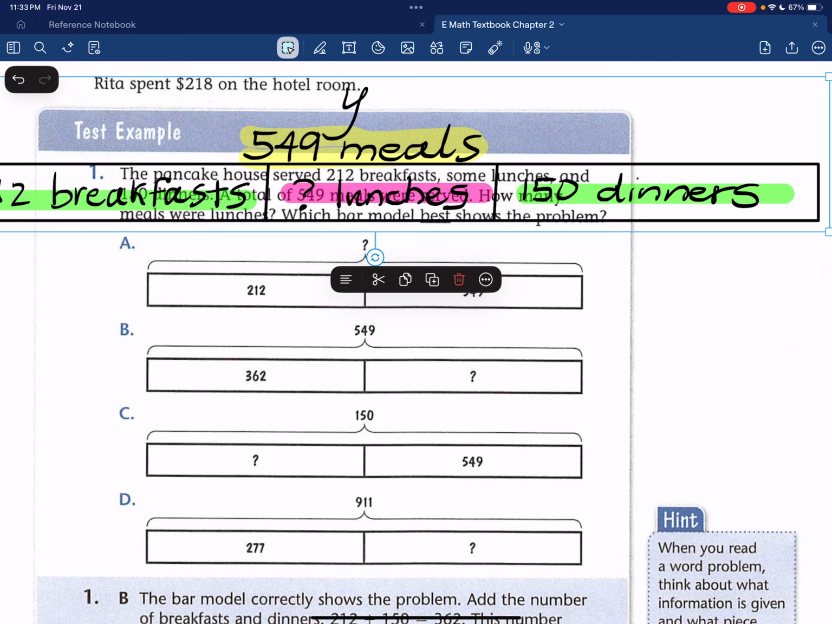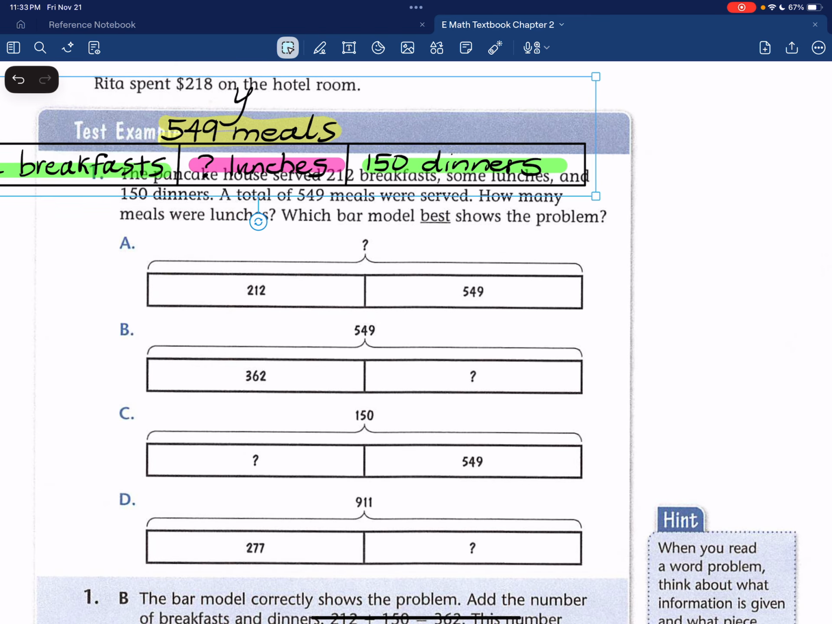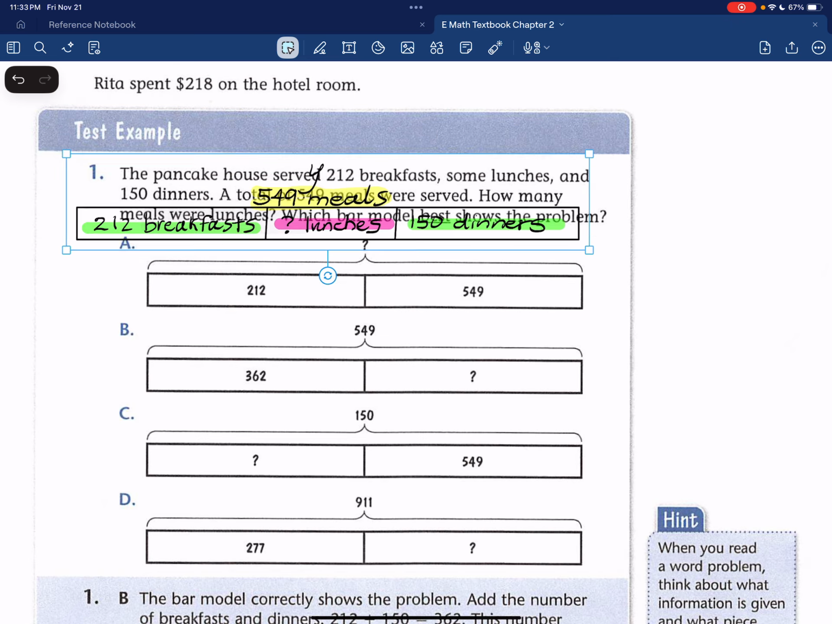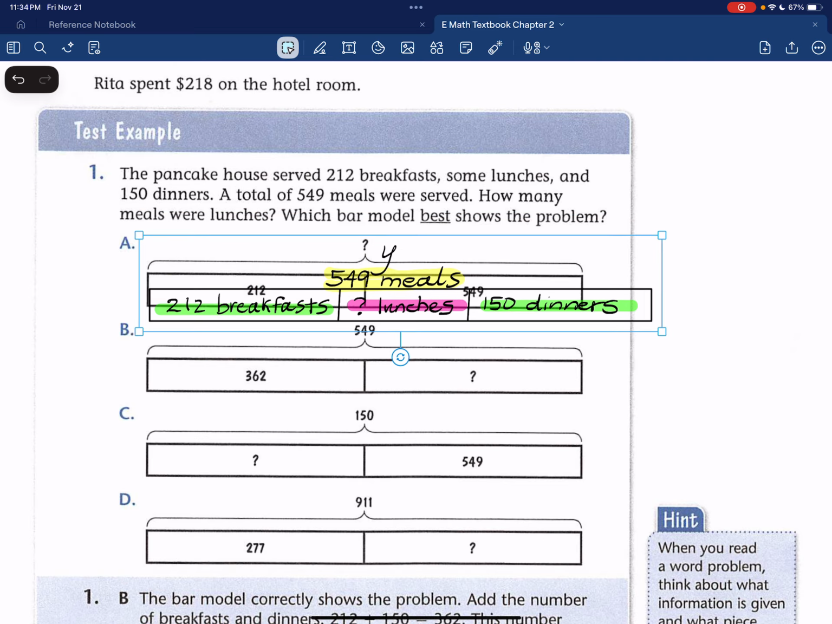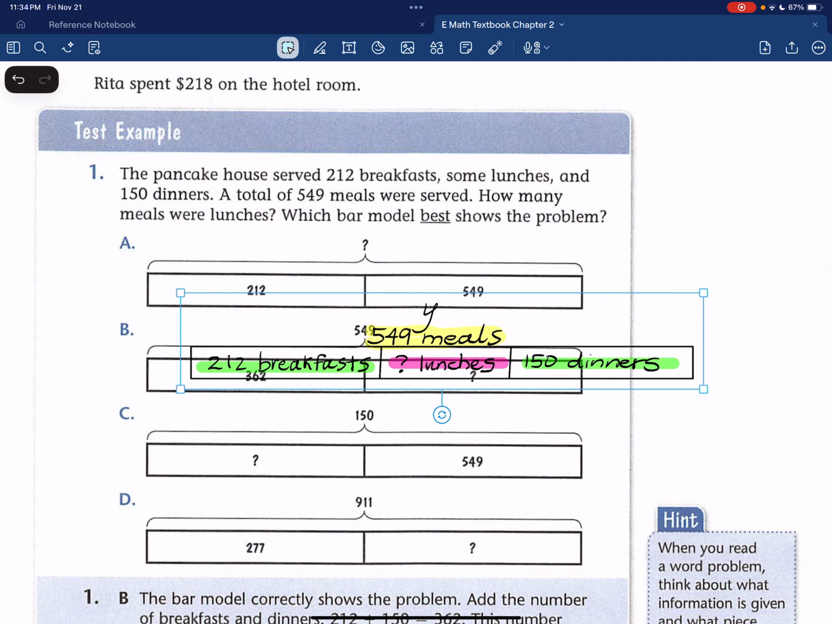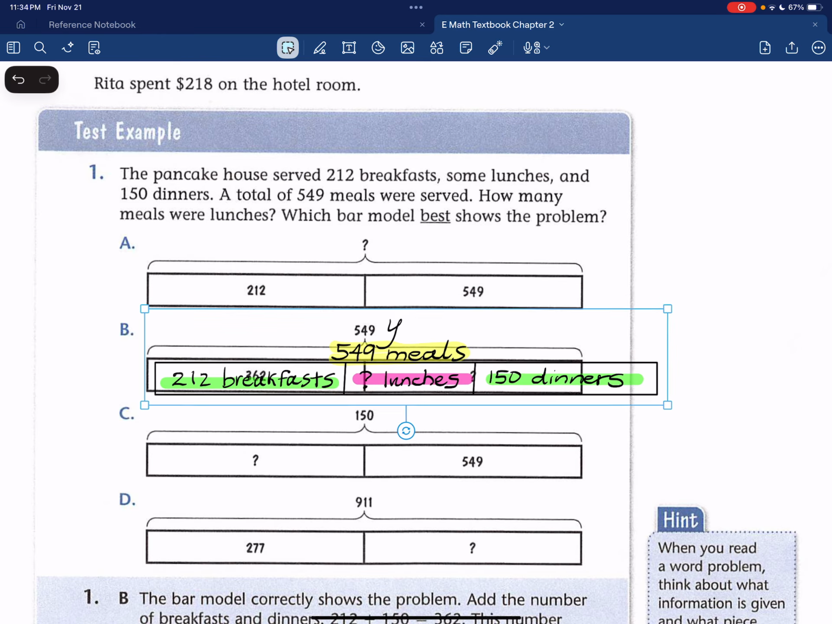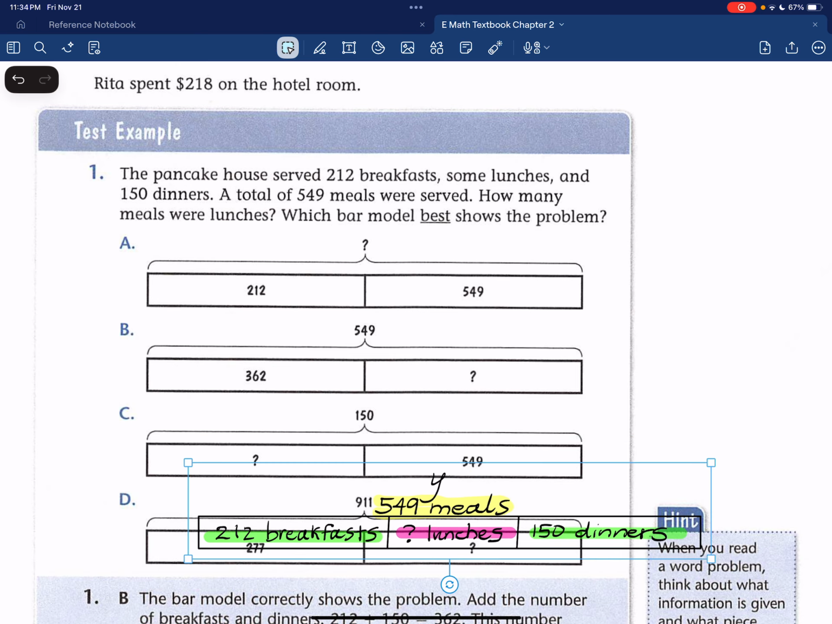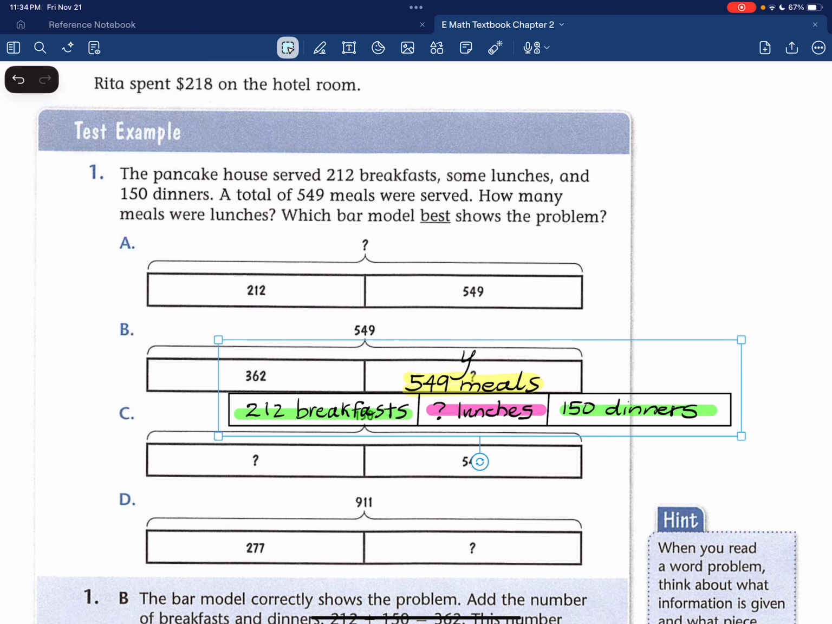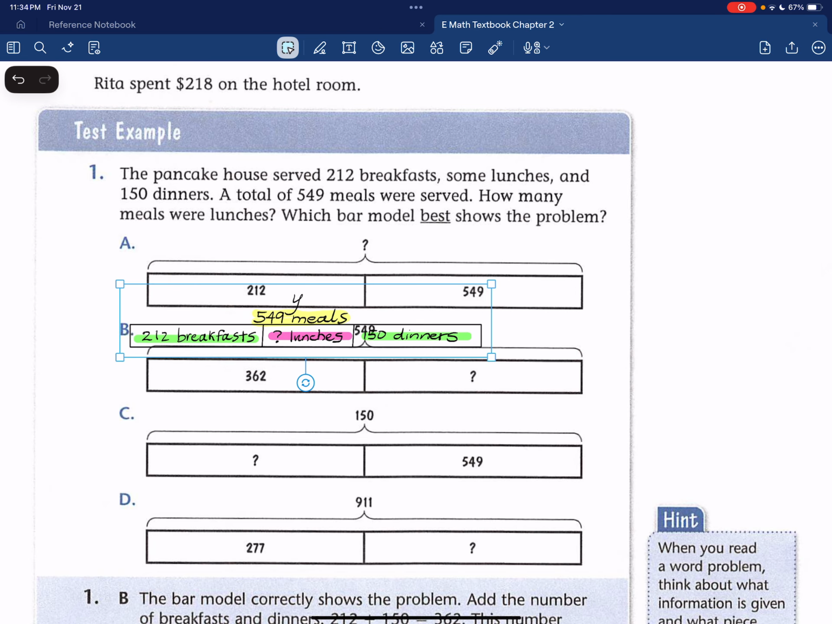All right, so which one of their pictures most closely matches mine? Ours. Well, it's not that one because we know the total. That one looks good. There's 549. I like that one. This one, the total's not right. And this one, the total's not right. So the one that matches is B, as in boy.